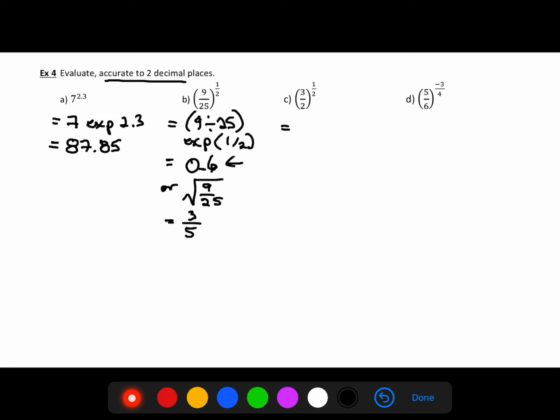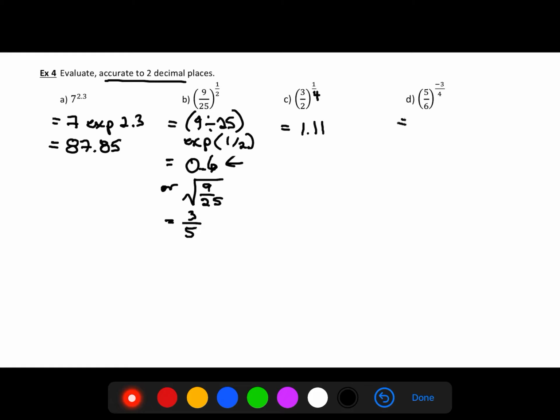Next one, we have 3 over 2 to the power of 1/2. So we're going to, in our calculators, put, and actually this, we're going to change this, guys, to 1/4. This should be 1/4. So in our calculators, we're going to put in 3 over 2, which is just 1.5. So we can put it in as 1.5, exponent, bracket, 1 divided by 4, and equals. And we should get 1.11.